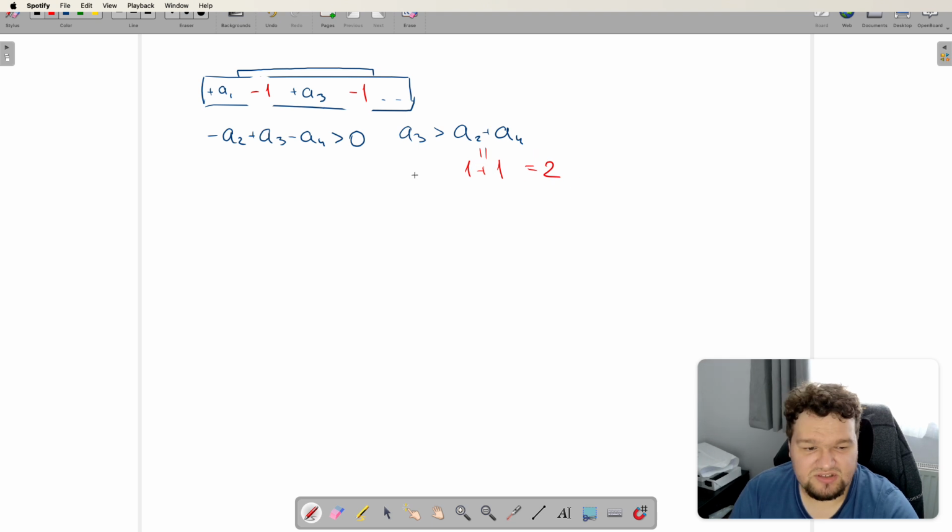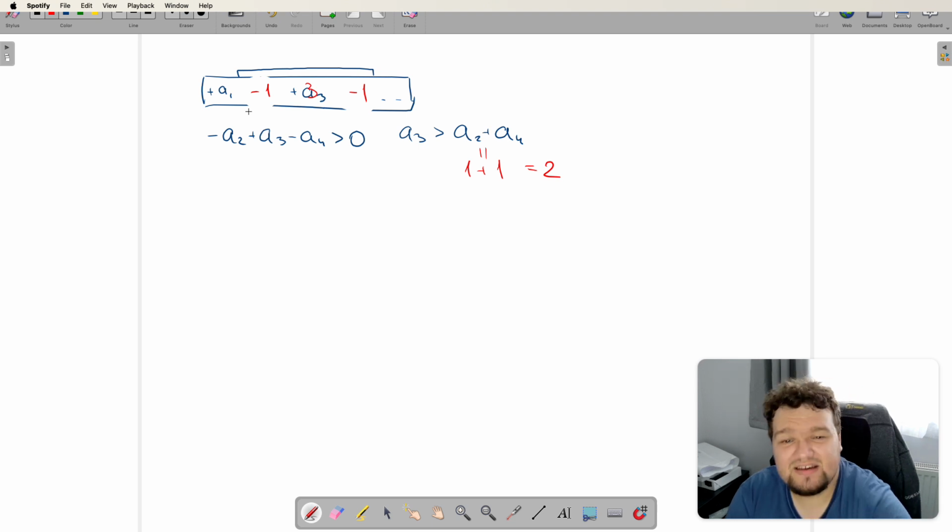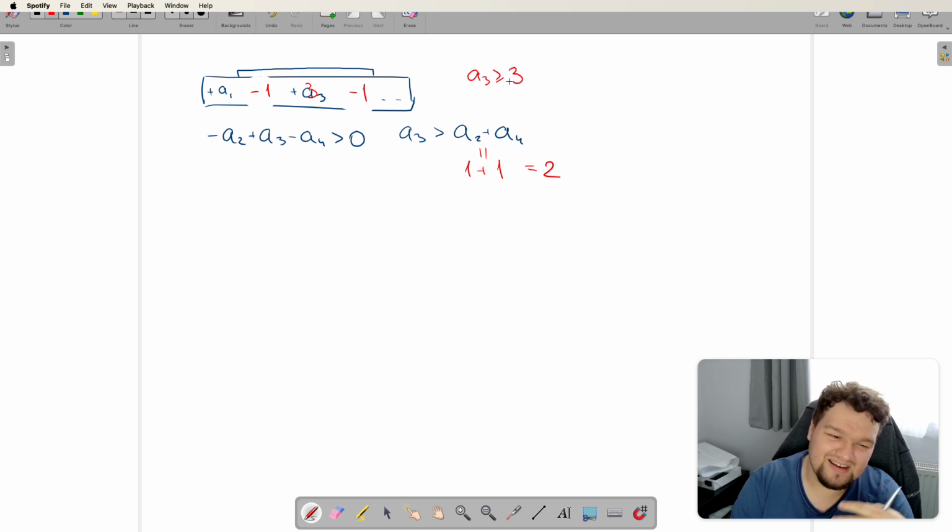So A3 must be at least 3, and we want it to be as small as possible, so it will be 3. What about A1? Oh, no, I cannot say that yet. A3 must be at least 3, but maybe it has to be bigger.